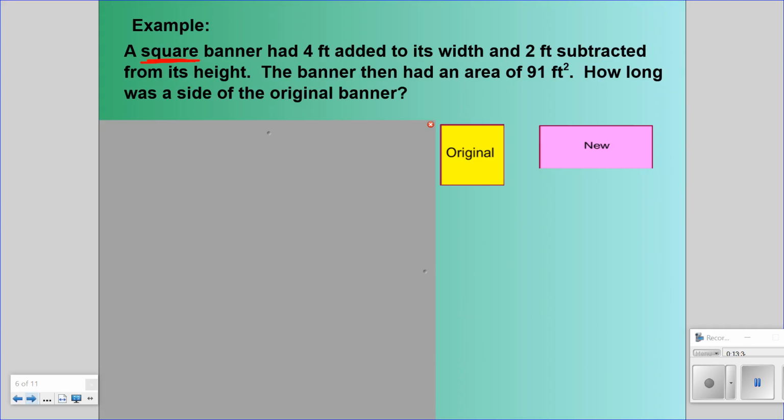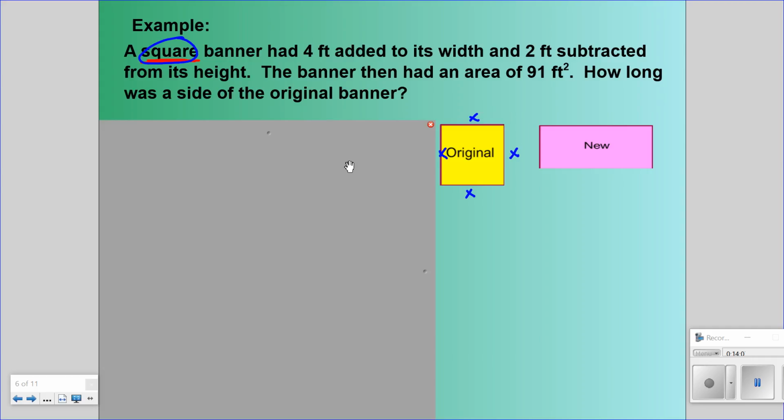Okay, for our next example, we have a square banner that had 4 feet added to its width and 2 feet subtracted from its height. The banner then had an area of 91 feet squared. How long was a side of the original banner? All right, in this scenario, it's really important that you see we're dealing with a square banner and to understand the properties of squares. Squares are the same length all the way around. All the side lengths would be the same measure.